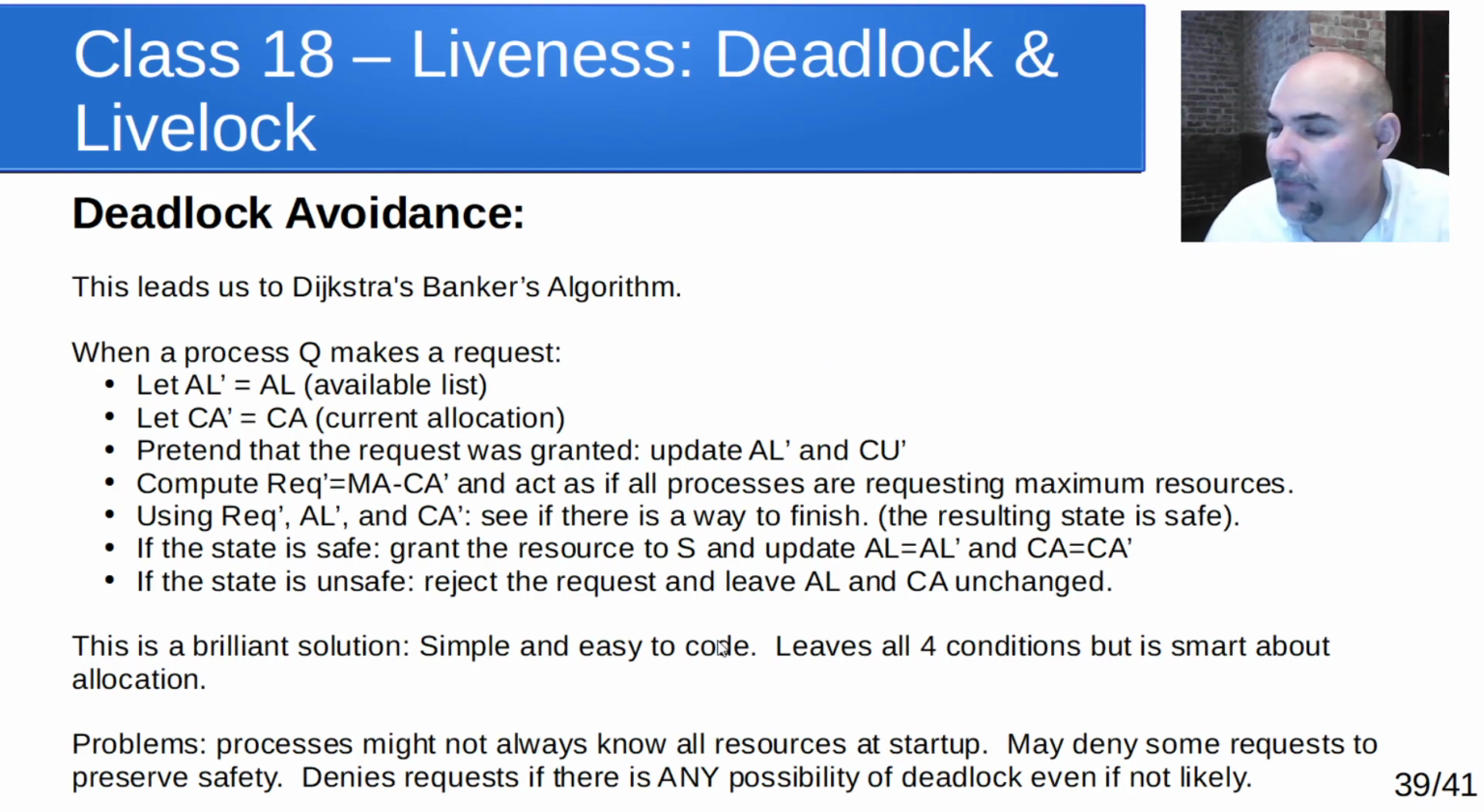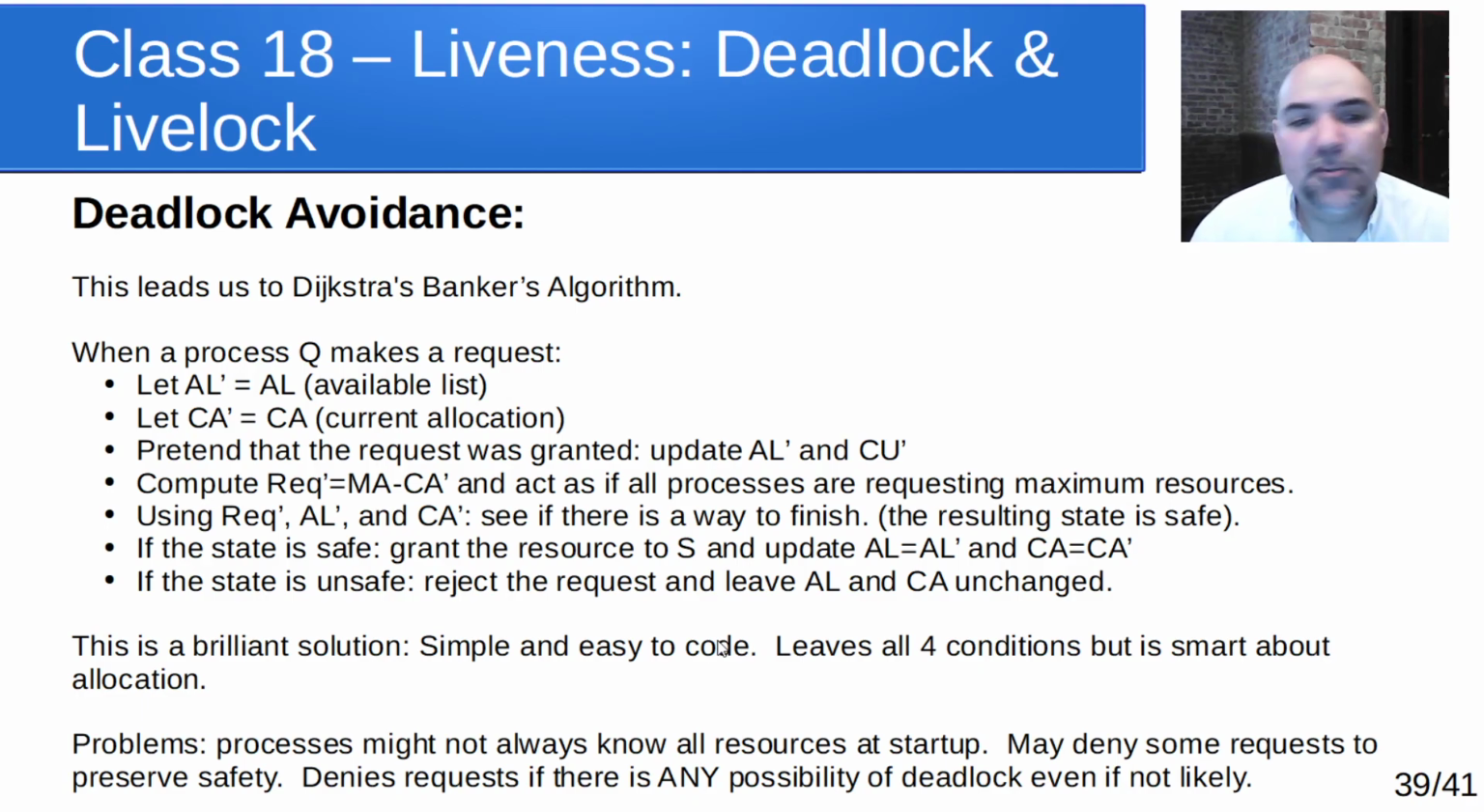So we're going to use a system of deadlock avoidance that looks at whether a state that would result in granting a request is a safe state or an unsafe state. And this is what's called Dijkstra's banker's algorithm.